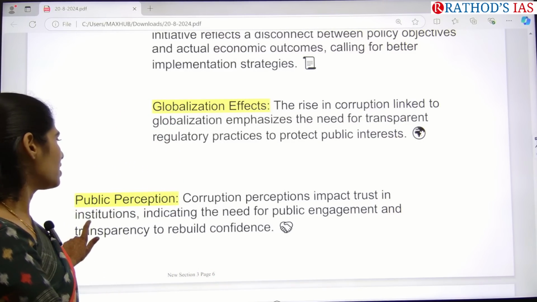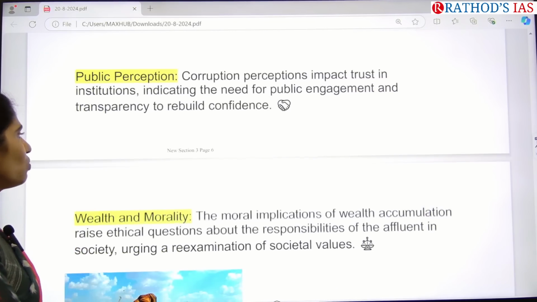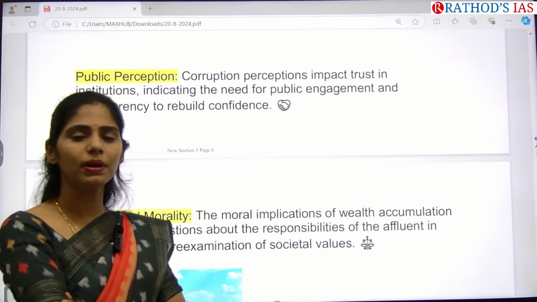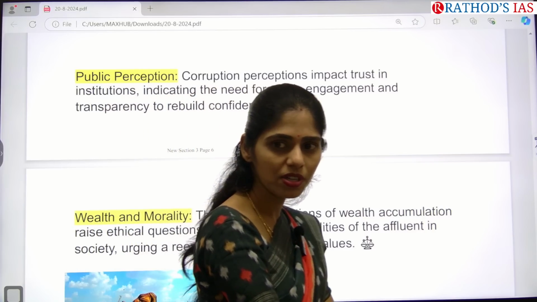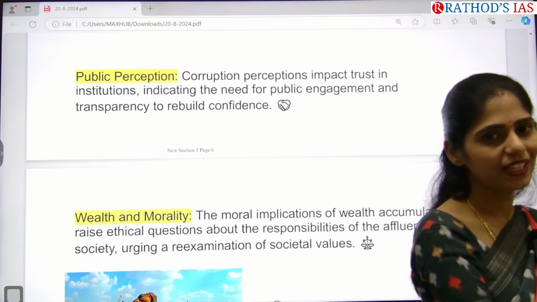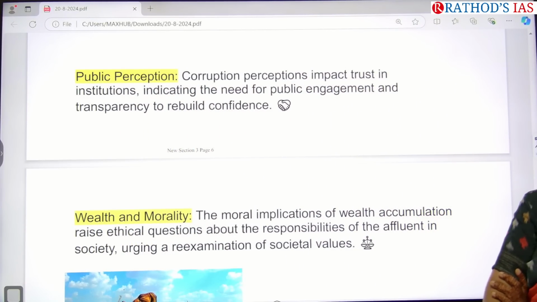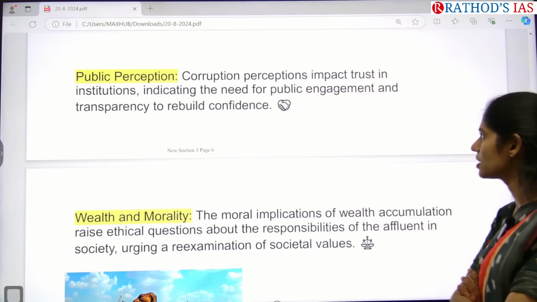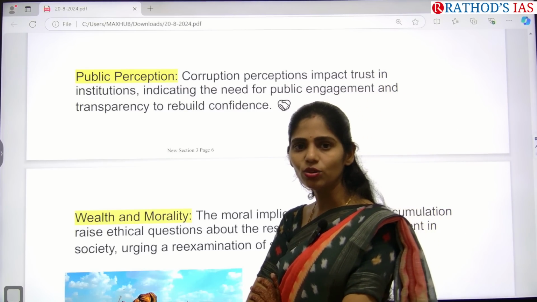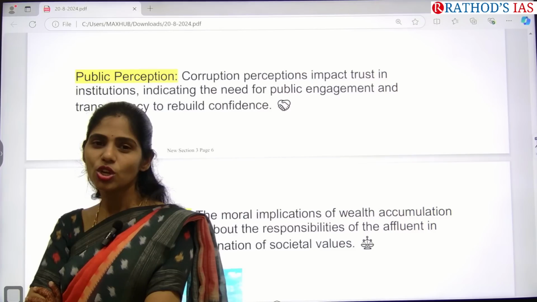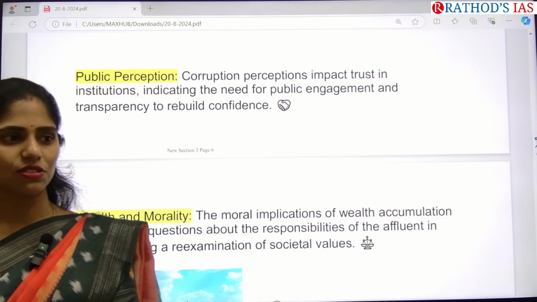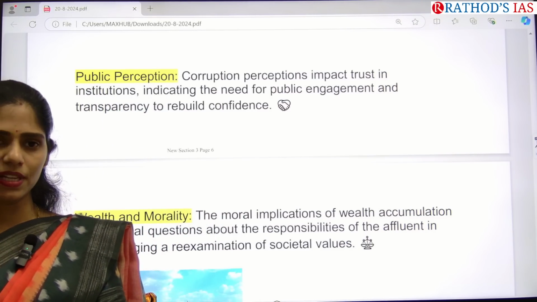And the next one is, whenever corruption is increasing, what will be the perception of the public? Will the public trust the government? No, right? So there will be an increasing trust deficit between the people and the government. Because of this, what can we do? We can increase public engagement, and we can increase accountability and transparency to increase public trust.